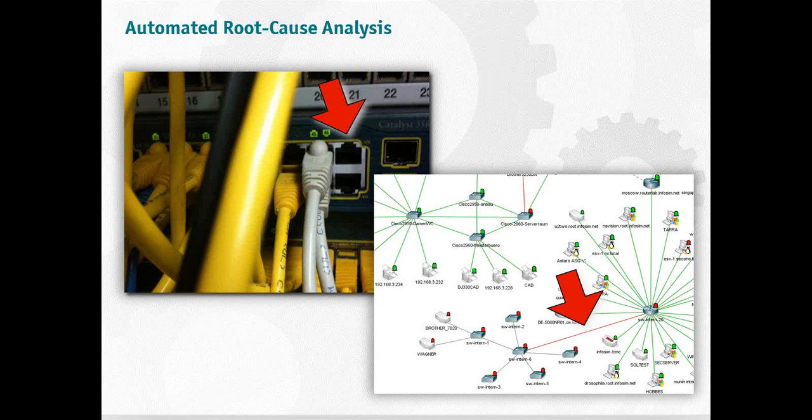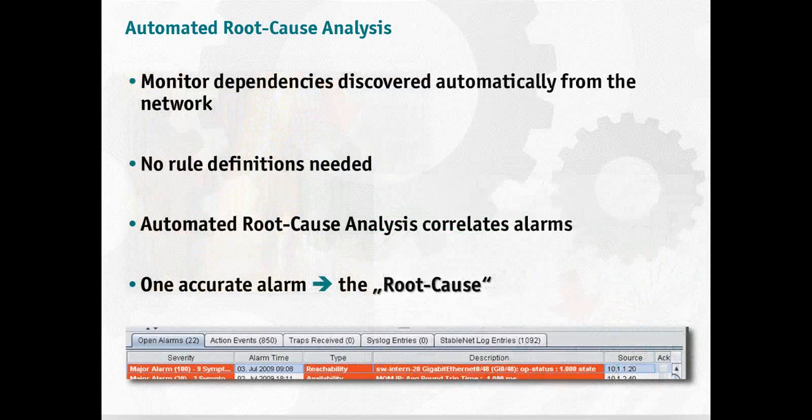Now, in a normal setup without root cause analysis, you would get a large number of alarms. In StableNet with automatic root cause analysis, we identify the root cause of all these alarms, which is this link failure, and correlate all these alarms together. And to do this, we discover the dependencies in the network automatically, so that you don't need to define any rules. So absolutely no manual interaction needed. In some cases you might want to add dependencies by hand. This is possible, you can add rules, but this is not a requirement. If you don't add any rules, all the dependencies will be discovered automatically from your network.